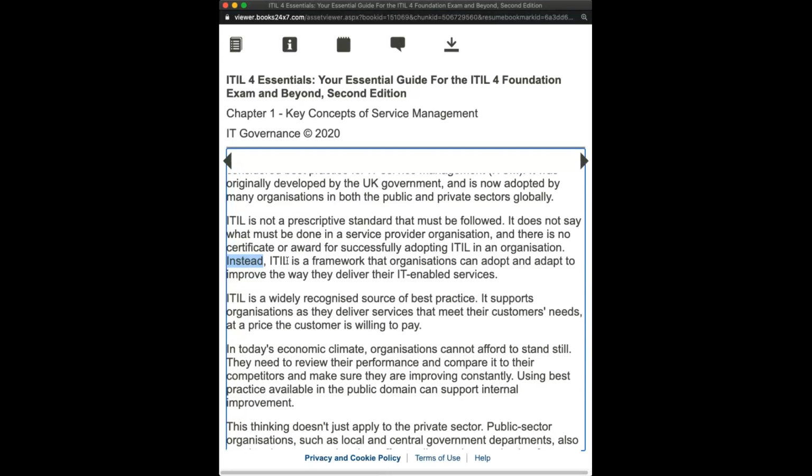Instead, ITIL is a framework. I mentioned it is a framework. It's a guide, not a direct instruction, that organizations can adopt and adapt to improve the way they deliver their IT-enabled services. Adopt is basically borrowing. Adapt is being flexible enough to change and respond to changes.